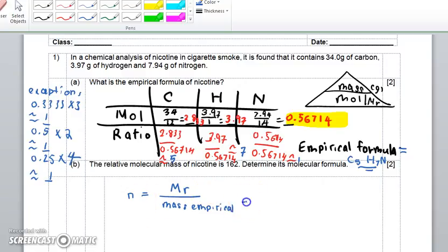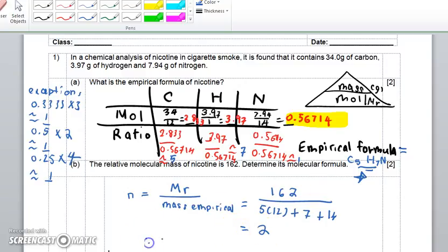We are given that the molecular mass is 162. What is the mass of the empirical formula? This is the empirical formula here: 5 carbon, 5 times 12 from the periodic table, plus 7 times 1 for hydrogen, which is 7, plus 14. What is the answer? In this case, the answer is 2. So what does this mean? The n is 2. That means the actual molecular formula is 2 times the empirical.